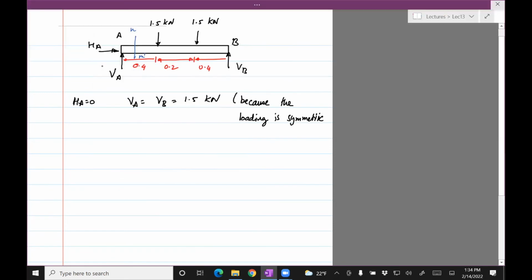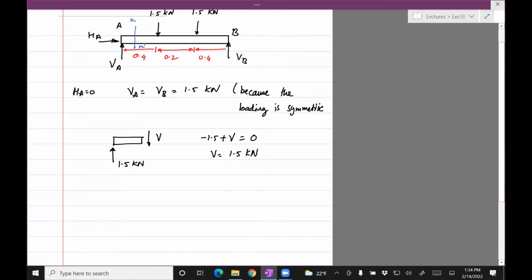So let's cut the beam exactly at NN. Show the forces, 1.5 kilonewtons. There is a shear force acting downwards. The convention for this cut is that a downwards shear force, when the section is cut from the left, is positive. And so minus 1.5 plus V equals 0, and so V equals 1.5 kilonewtons. Okay, so that's the shear force which we were after.